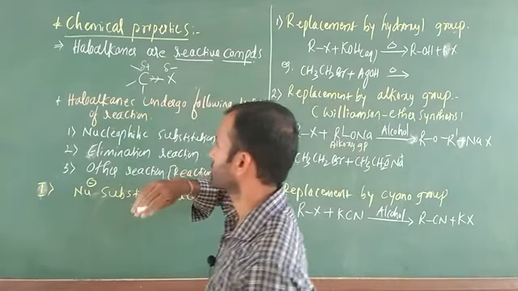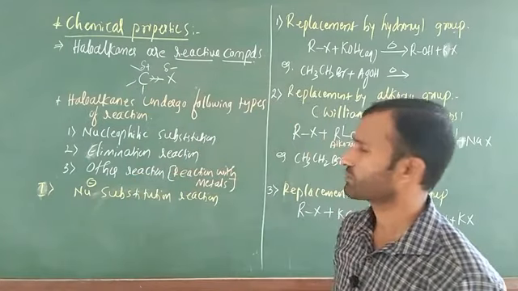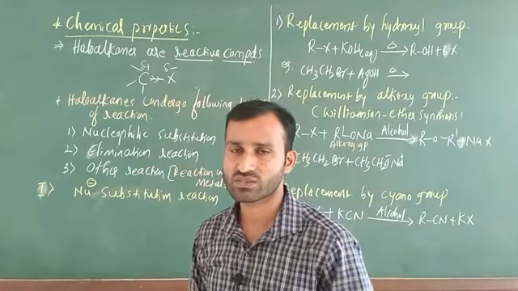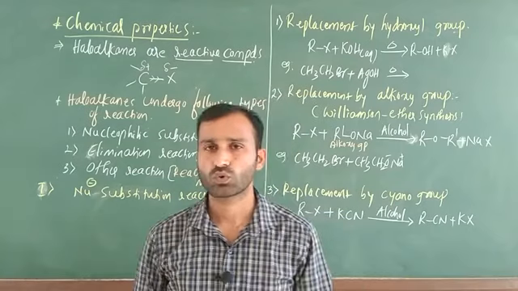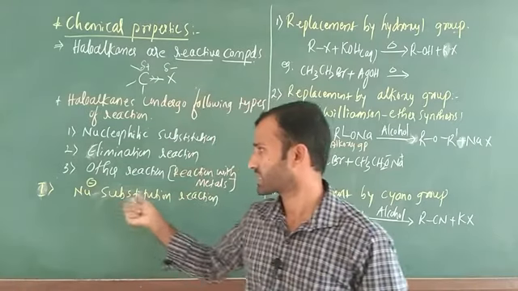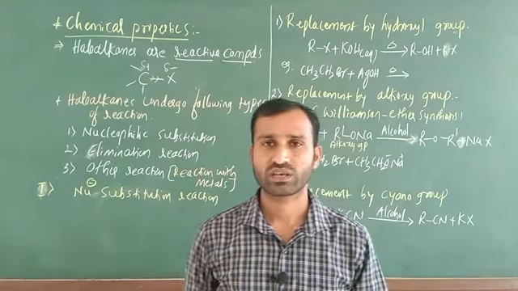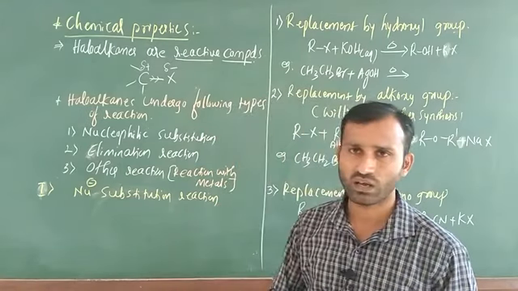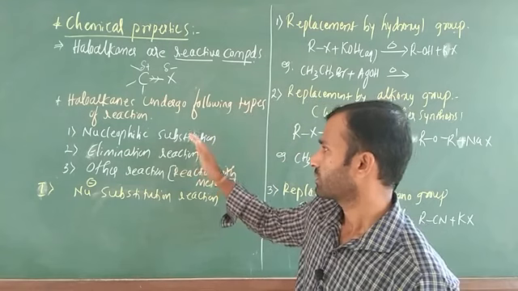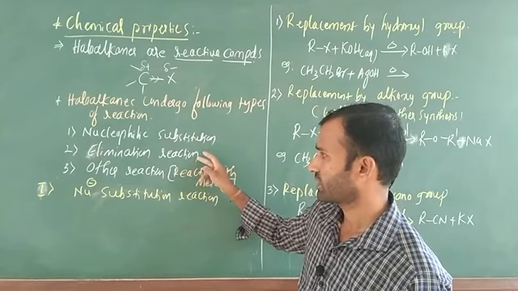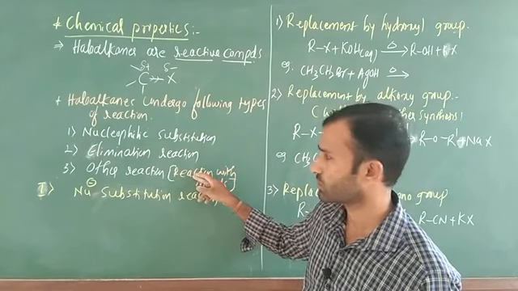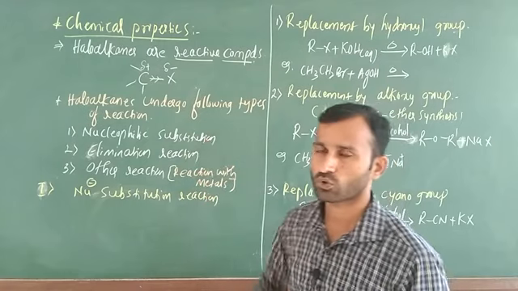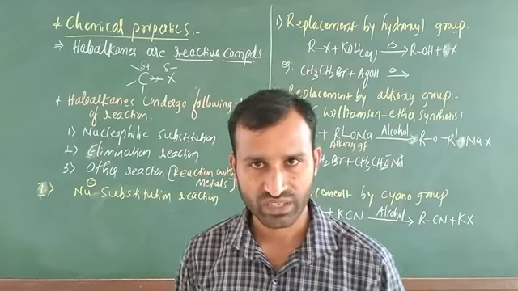Next, haloalkanes undergo the following types of reaction. In this case there are three reactions. The first is the nucleophilic substitution reaction, the second is the elimination reaction, and the third is other reactions, meaning reactions with metals. We will study elimination and other reactions later. The first point we are going to study is the nucleophilic substitution reaction.